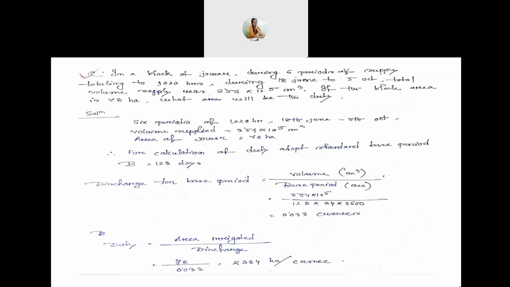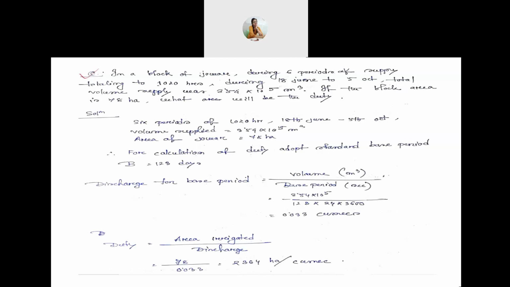So as usual, we have to write the given. It is 6 periods of 120 hours, duration is 18 June to 5 October, volume supplied is equal to 3.54 into 10 to the power 5 meter cube. Area of jowar is equal to 78 hectares. Therefore, for calculation of duty, we have to adopt the standard base period. What is the standard base period? It is 123 days. So discharge, that is, volume divided by base period is the formula, in meter cube per second. When you substitute the values, we find the answer as 0.033 cumec.